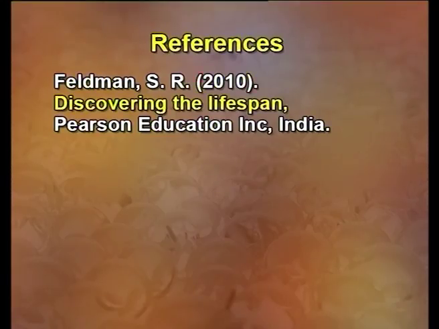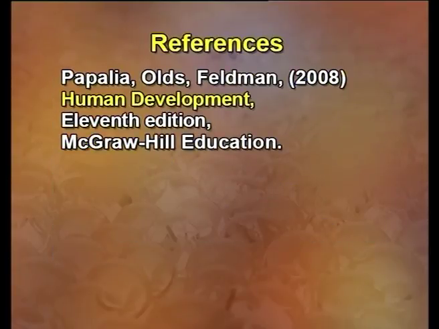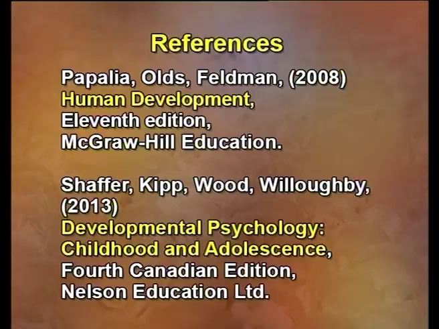The references used are Feldman's volume on Discovering the Lifespan, Hurlock's Developmental Psychology: A Lifespan Approach, Papalia, Olds, Feldman, the volume on Human Development, and Schaffer, Kipp, Wood and Willoughby, volume on Developmental Psychology: Childhood and Adolescence.